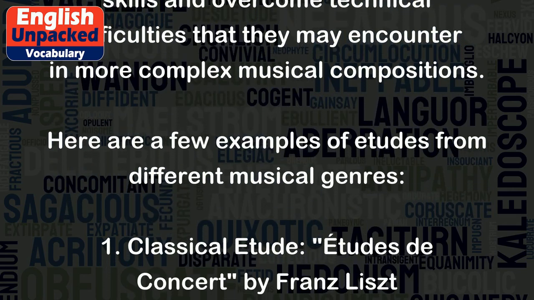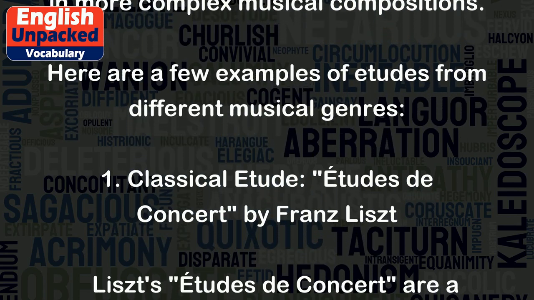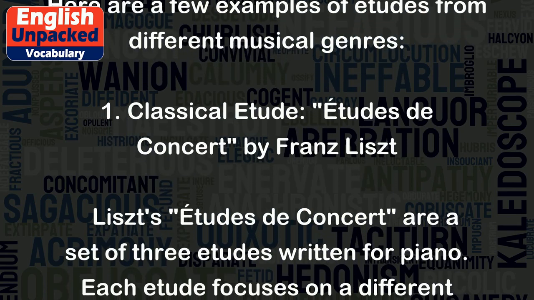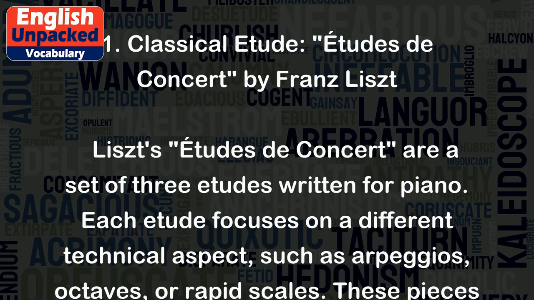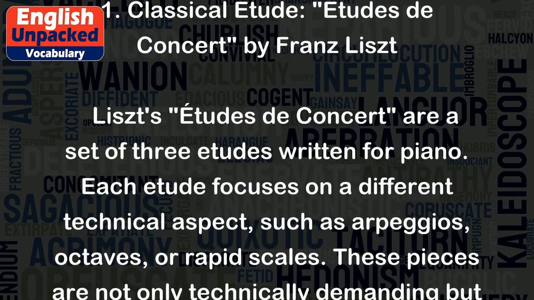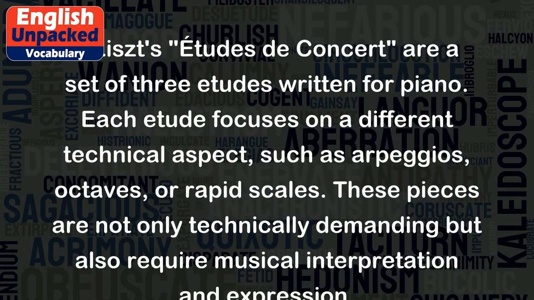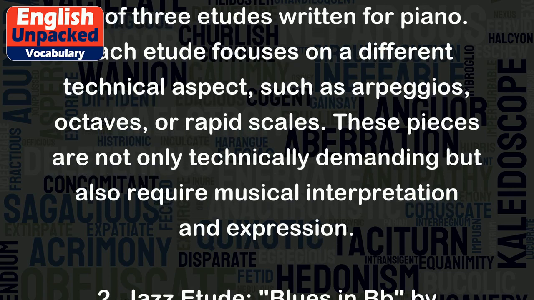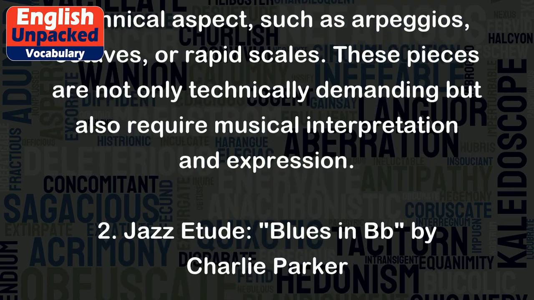1. Classical etude, Etudes de Concert, by Franz Liszt. Liszt's Etudes de Concert are a set of three etudes written for piano. Each etude focuses on a different technical aspect, such as arpeggios, octaves, or rapid scales. These pieces are not only technically demanding but also require musical interpretation and expression.